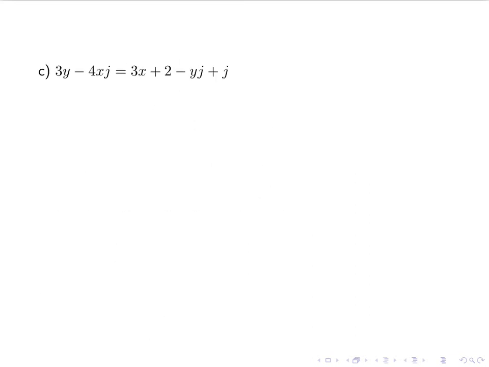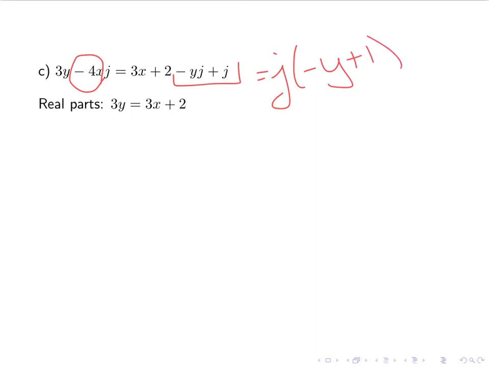So let's try another one. 3y minus 4xj equals 3x plus 2 minus yj plus j. So again, we're going to set up our reals. On the left, everything that doesn't have a j is 3y. On the right, everything that doesn't have a j is 3x plus 2. For the imaginary part on the left, my coefficient of j is minus 4x. Again, on the right, I can factor out a j, and I'm left with negative y plus 1. So this is my imaginary part on the right, all of the coefficients of j.